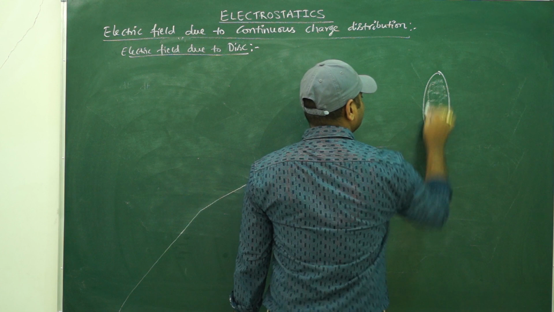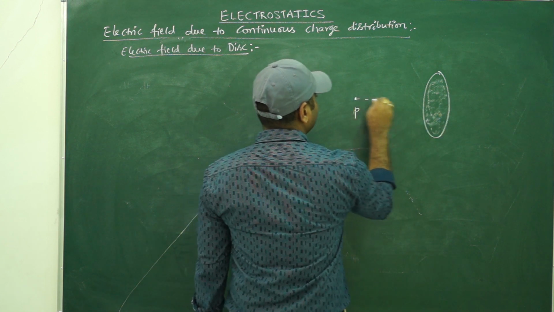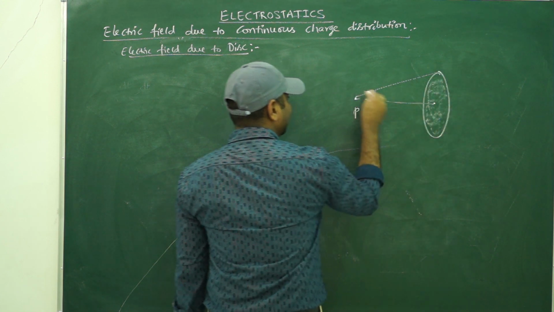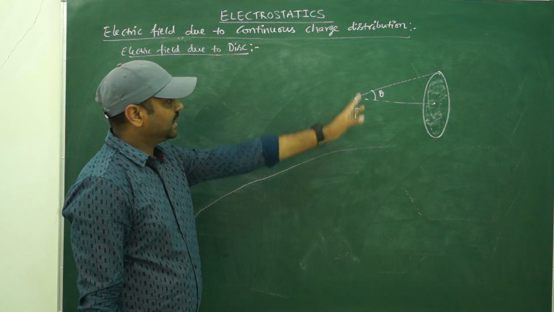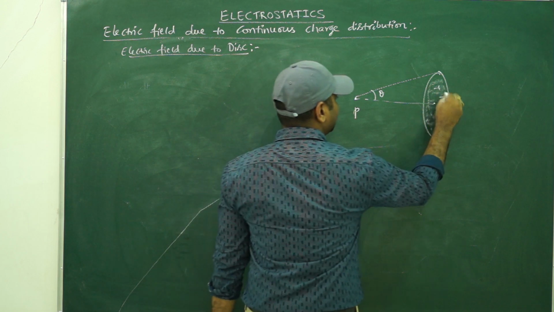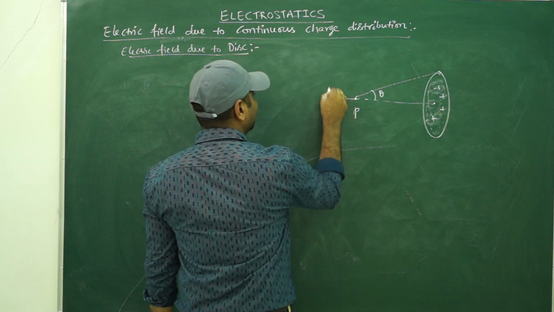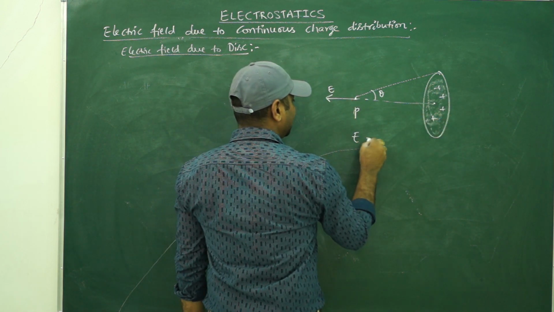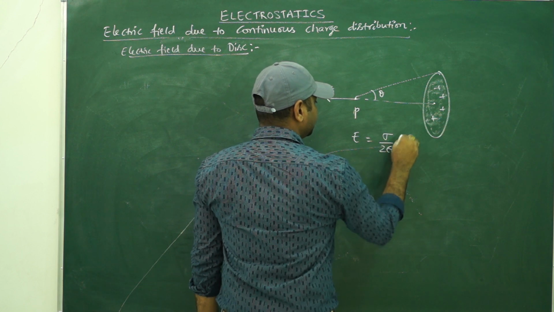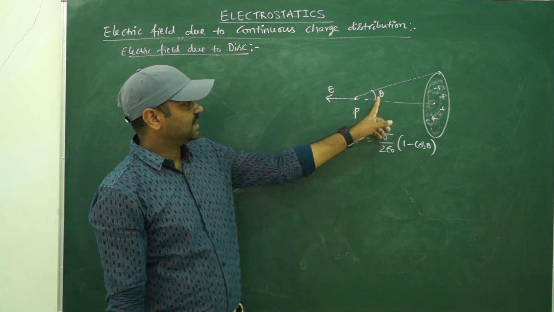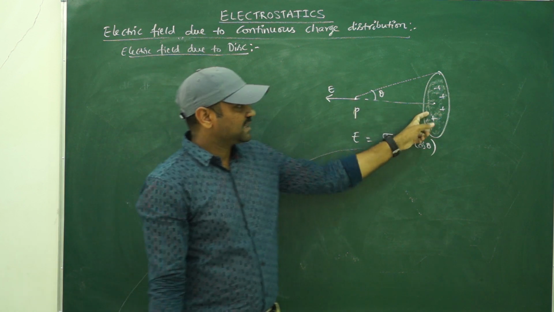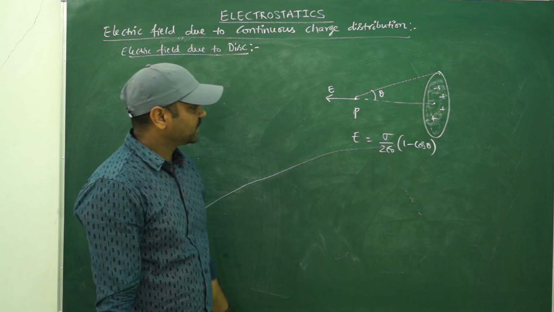This is the disk and this is the point. What is the angle made by the disk at any periphery point? If I take that angle as theta, and the disk carries positive charge, then the field will be away from it. The field value is sigma by 2 epsilon naught into 1 minus cos theta, where theta is the angle here, which is x by root of r square plus x square.